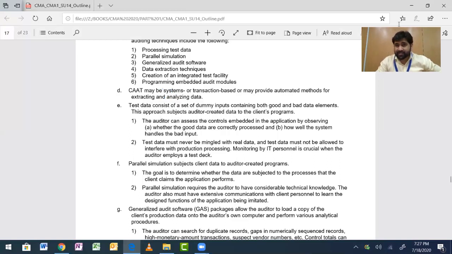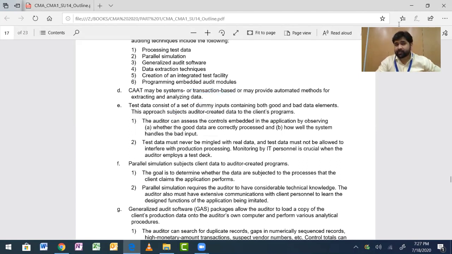Now in this case, if you are doing an audit of a company that is using its own system, its own software, the first test that you have to do is test the system itself, fine. Or you can run a transaction and check how this transaction is being posted, so that you can understand transaction based testing. You can understand how this application is working, fine. Or automated methods for extracting and analyzing data.